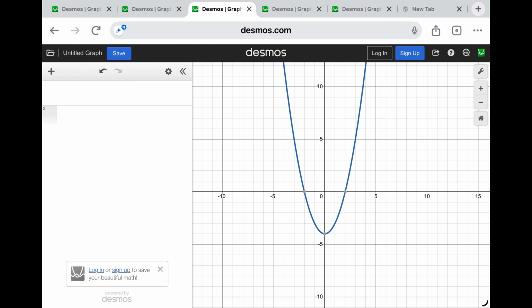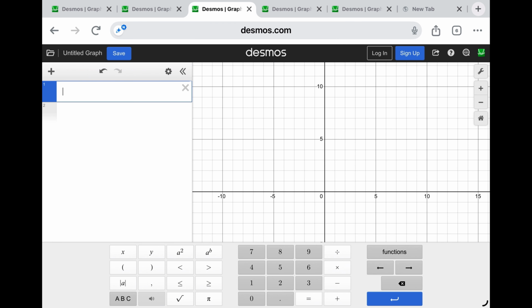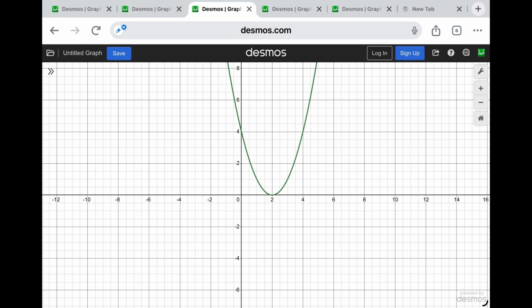Okay, let's try this one here: x minus 2, squared. Let's look at that. Look where this touches the axis. It touches the axis at one point. This is where we say this has one real solution. I hope you can see that.